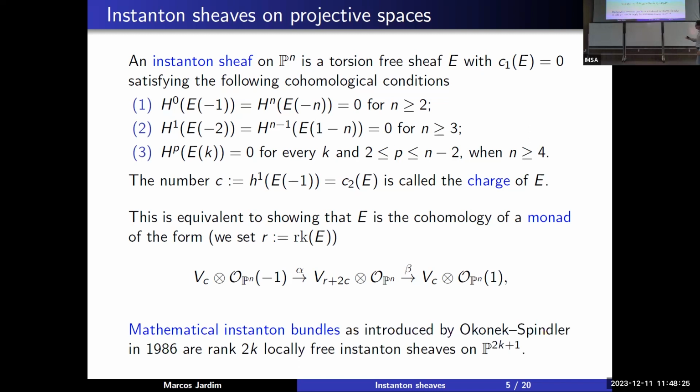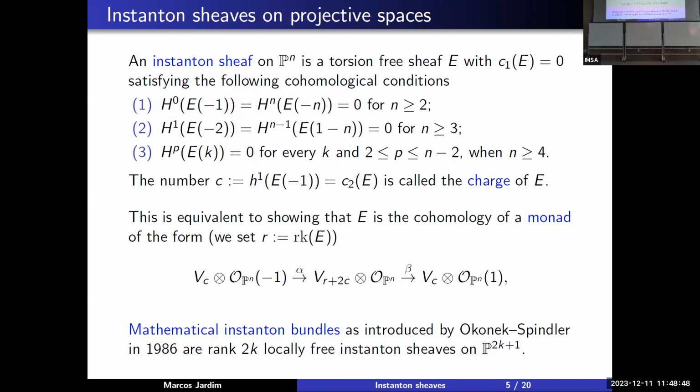And the mathematical Instanton bundles that were introduced by O'Connor and Spindler, based on a paper by Salomon a few years earlier, it's the mathematical Instanton bundles introduced in '86. They are examples, right? So they are very particular cases of these Instanton sheaves.